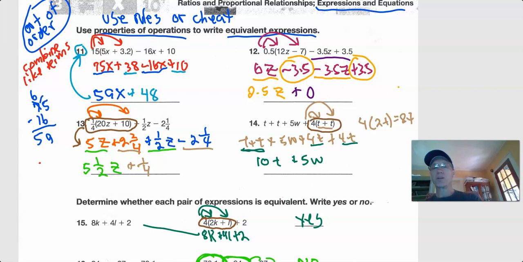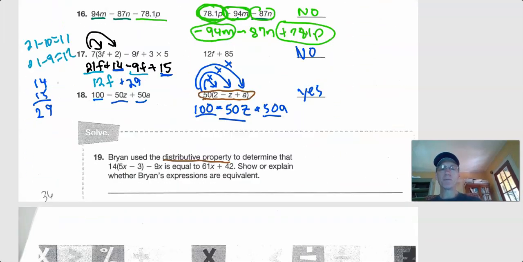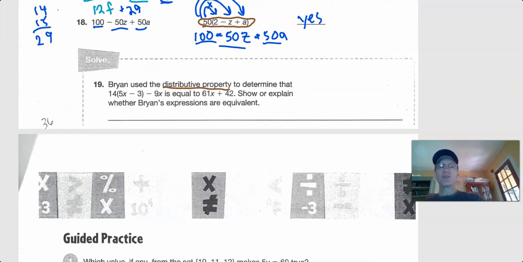We took it, and we said that's 4t plus t. Everything that you saw that we did there was distributive property. When we multiplied it, we used the distributive property. Okay. Brian used the distributive property to determine that 14 times 5x minus 3 minus 9x is equal to this. Is he right? All right, let's go check it out.